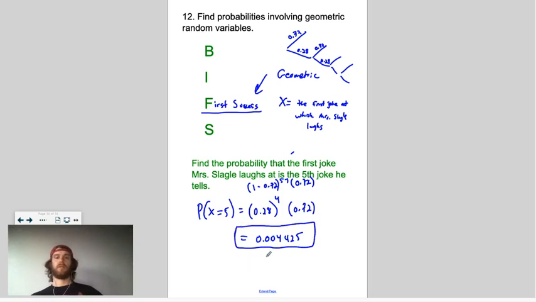It's more likely. So think about it. What's the probability she laughs at the first joke? Well, that's 72%. So every successive joke that I tell, the probability of making it to that position gets harder and harder and harder and harder, but it is possible. So to get to the 5th joke, the probability of her laughing at the 5th joke and me failing 4 times in a row is less than 1%. And that should make sense.